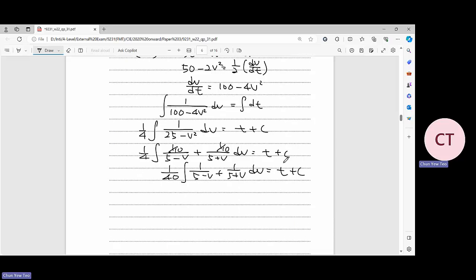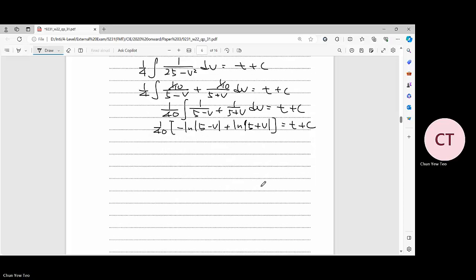Then I directly integrate it. I will get 1 over 40 of negative ln modulus of 5 minus v plus ln modulus of 5 plus v equals t plus c. Join together, you have 1 over 40 of ln modulus of 5 plus v over 5 minus v.